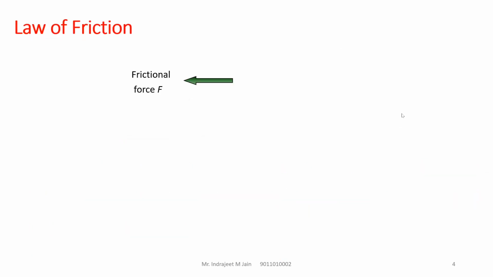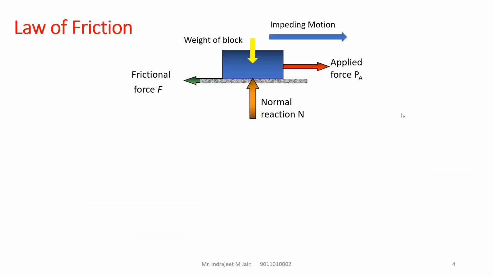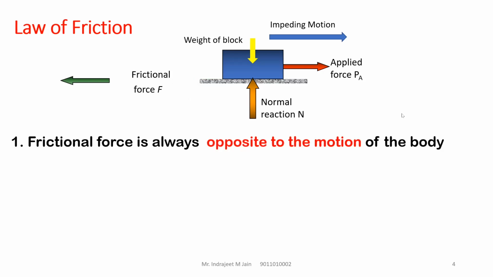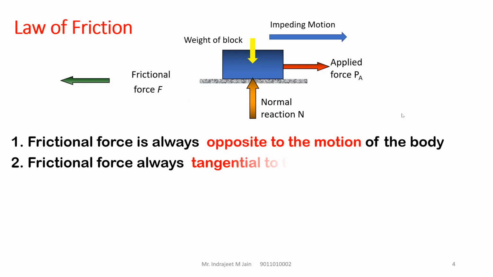Now, the laws of friction. So here, the impending motion is rightward and the frictional force is applied leftward. Clear? So the law of friction is that the frictional force is always opposite to the motion of the body. Second one, the frictional force is always tangential to the contact surface.